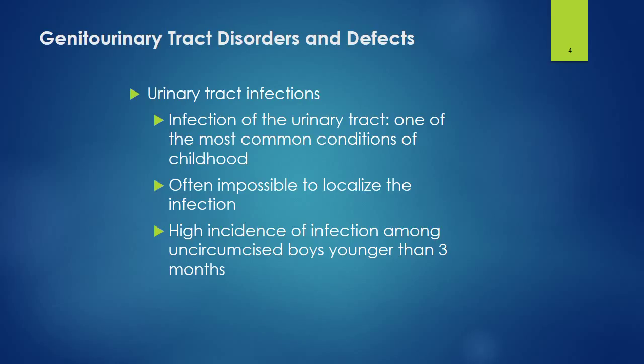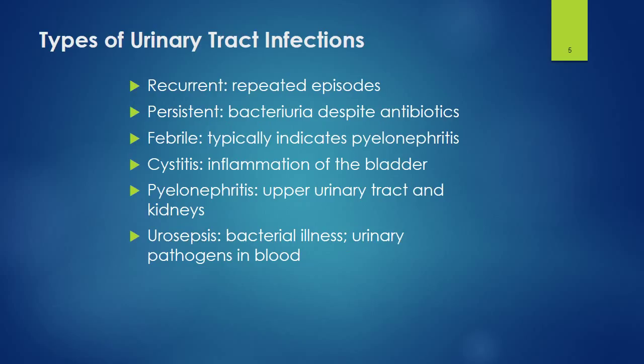Urinary tract infections are one of the most common conditions of childhood. It's often impossible to localize the infection, so we just use the broad term urinary tract infection or UTI. There's a high incidence of infection among uncircumcised boys younger than 3 months.